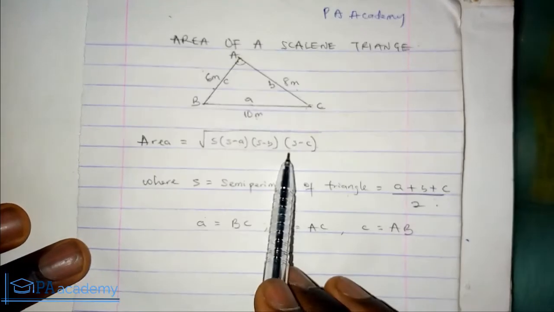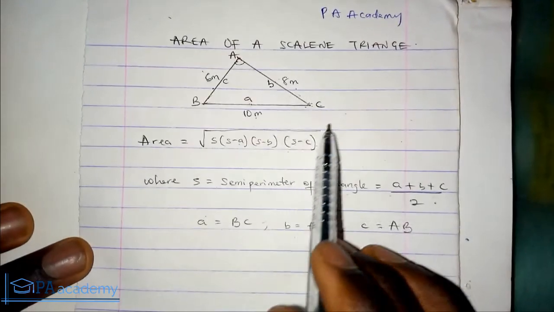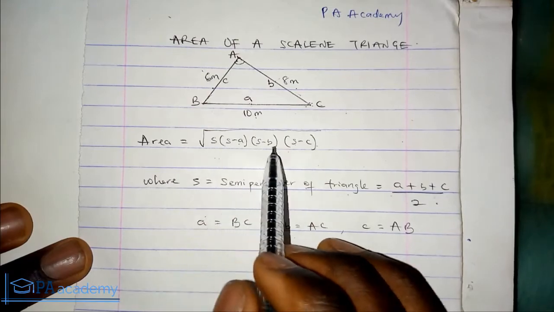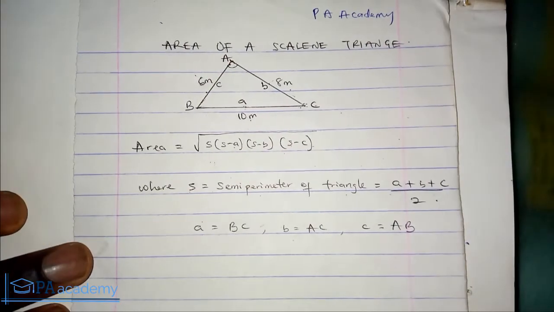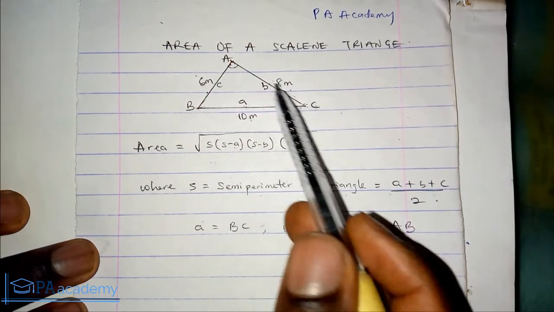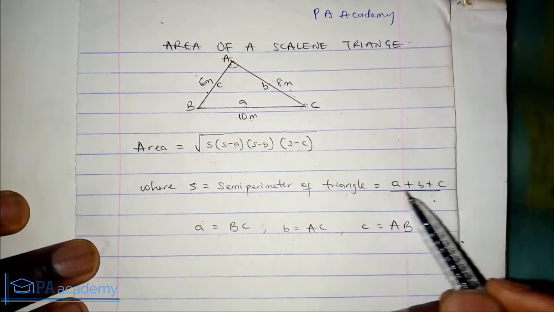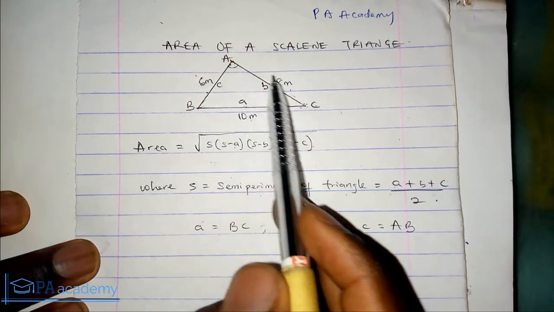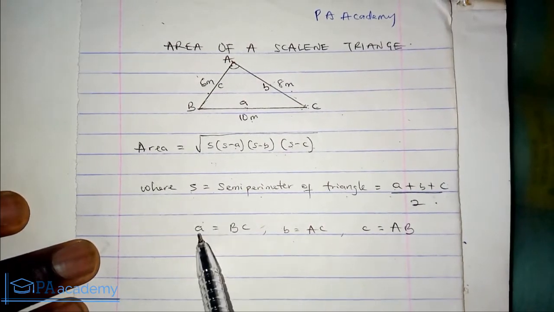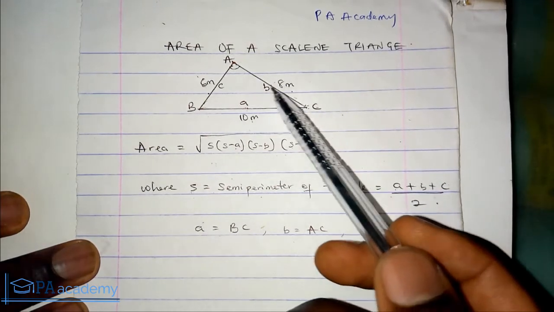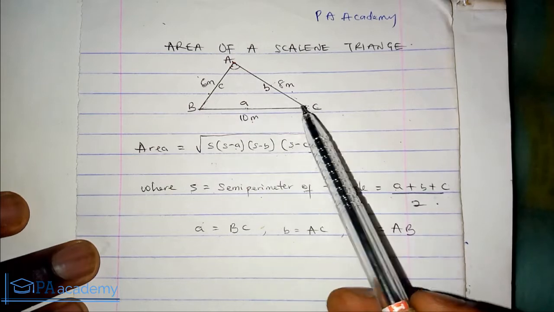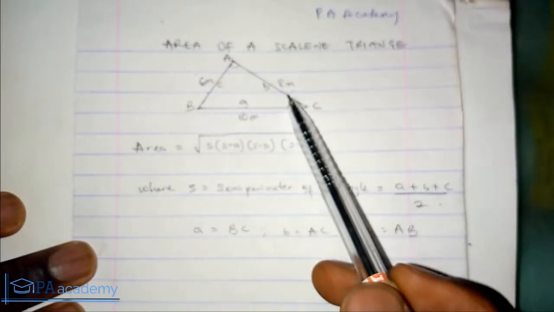This is the formula to calculate the area of a scalene triangle, and all these figures. So to get our s, which is the semi perimeter of the triangle, it is a plus b plus c over 2. That means addition of the three sides, and then we divide it by 2. We'll get the value of s. And then our a, I've already explained it. Our a is the length of this line. Our b, which is AC, is the length of this line.